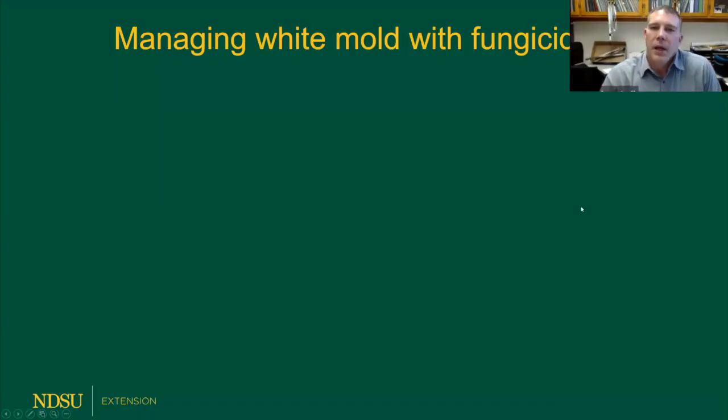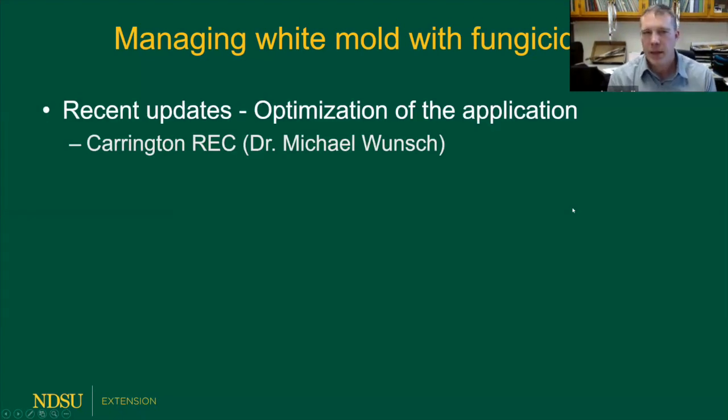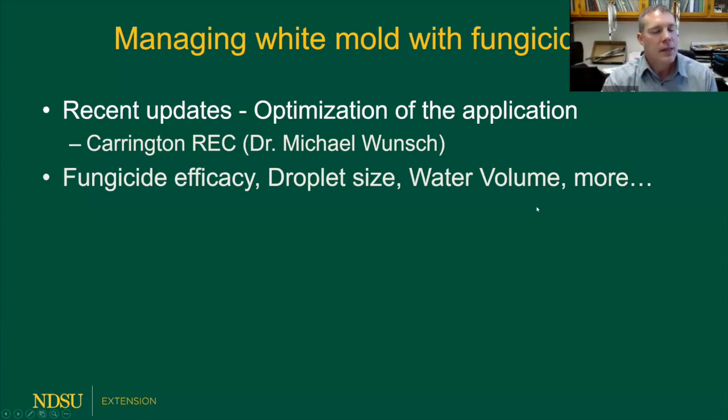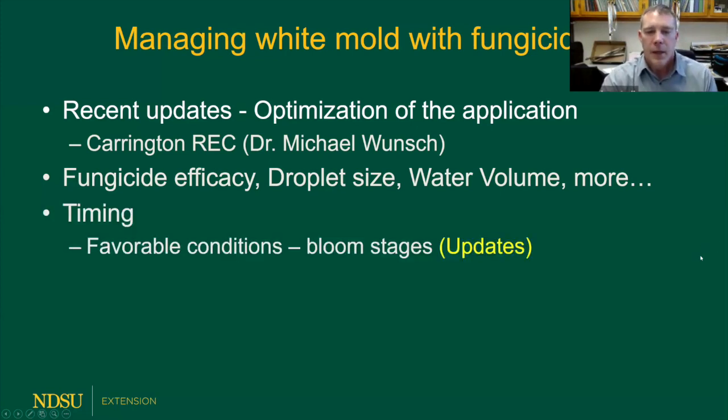Fungicides are a big part of managing white mold. There's been a lot of updates, and I'm going to show you where you can get more. It's more about optimizing the application, and again, Michael Bunch is fantastic at this. He's got information on fungicide efficacy, droplet size, water volume, and more on the website I'll give you at the end of the presentation. He's been working on multiple components, in addition to the things that Greg talked about earlier with different levels of disease and row spacing, planting population, and such. But I'm going to focus on timing. Timing, I think, is probably the most important thing right now.